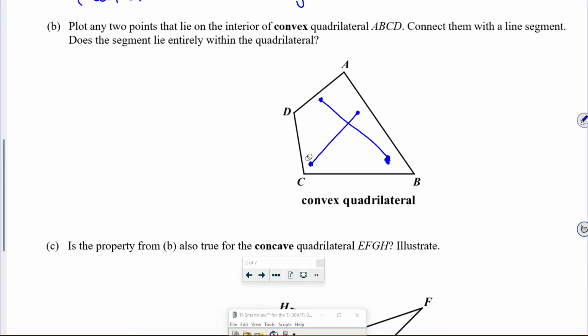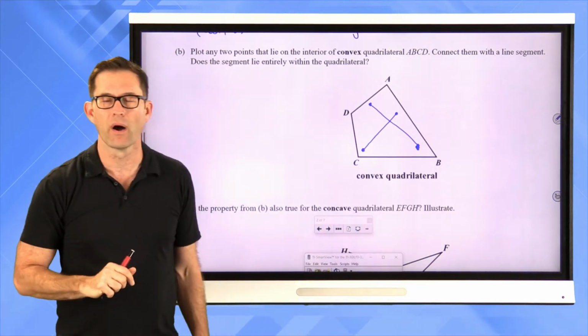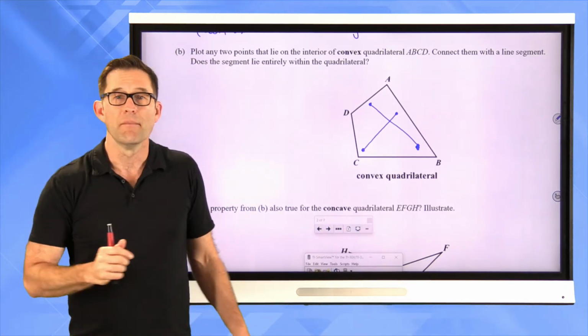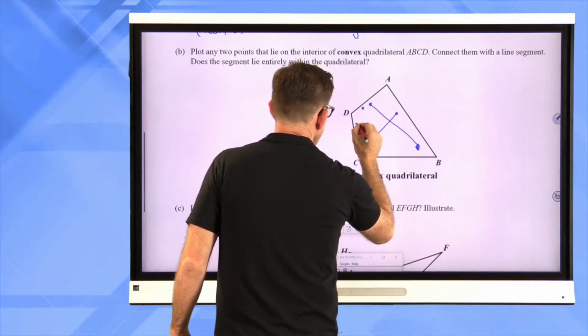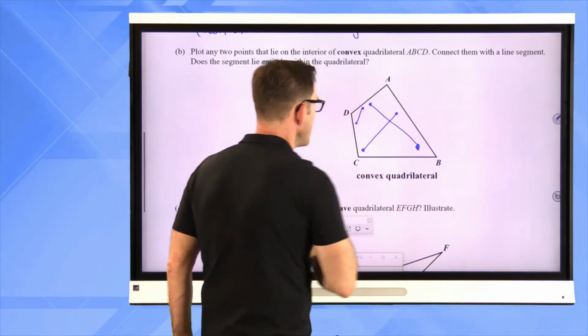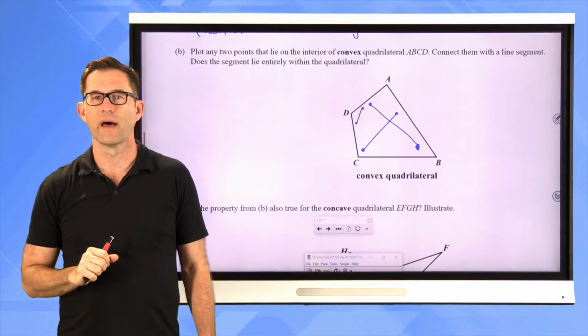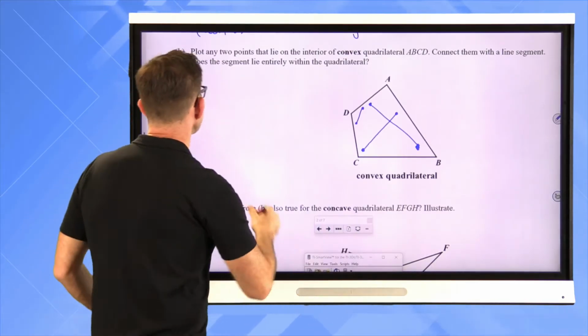Well, that line segment lies entirely within the quadrilateral. Maybe if I did 2 points that were kind of close together, like here and here, well, that lies entirely within the quadrilateral. So the answer is yes.